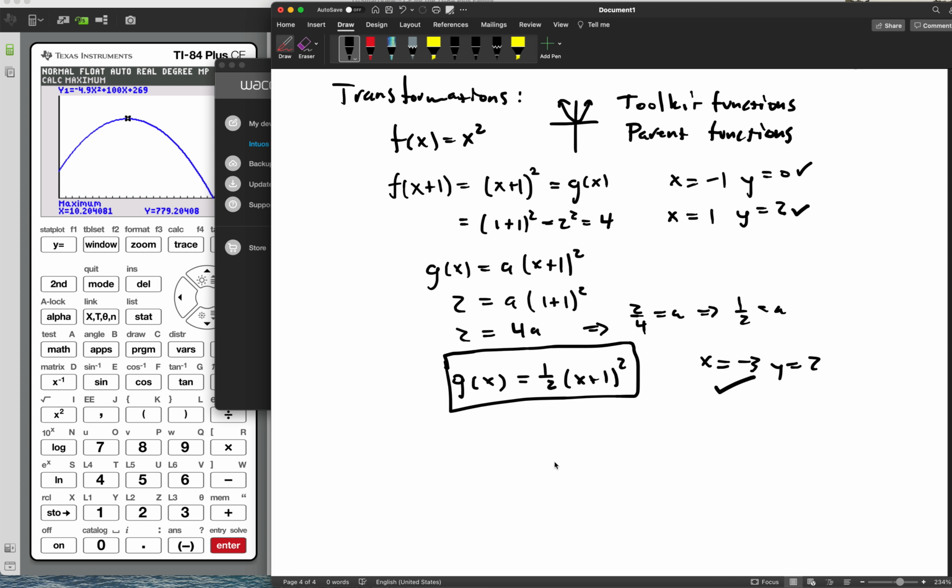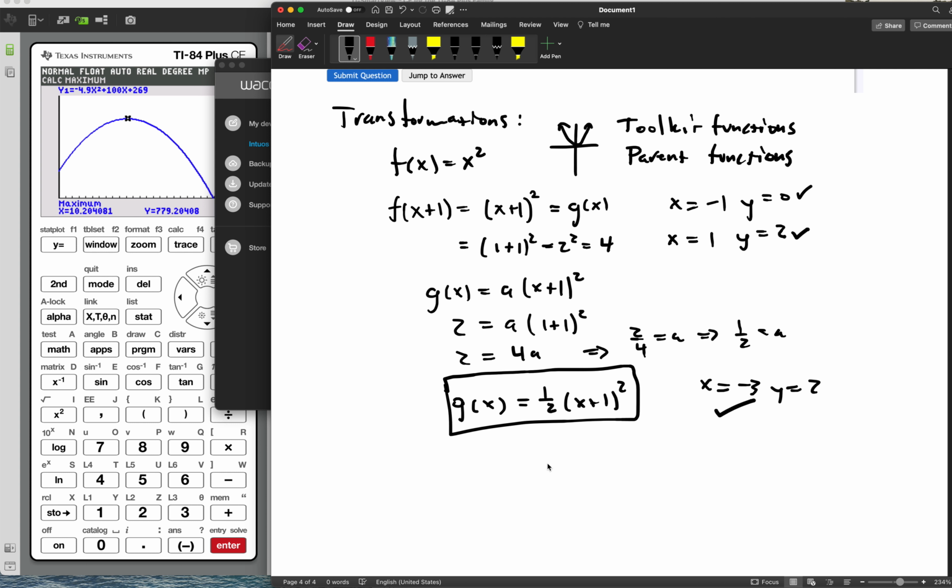It's always important to check your work with whatever graph you're given.